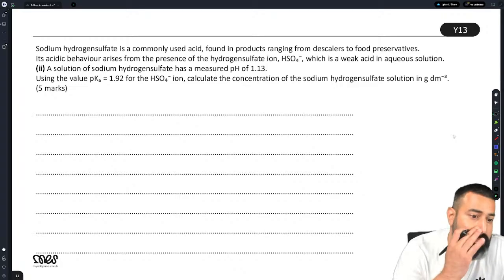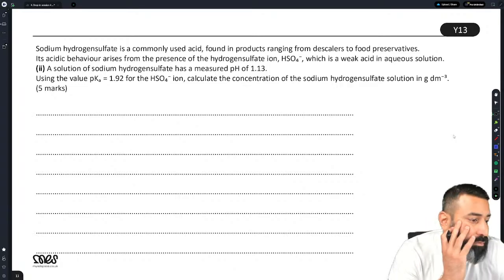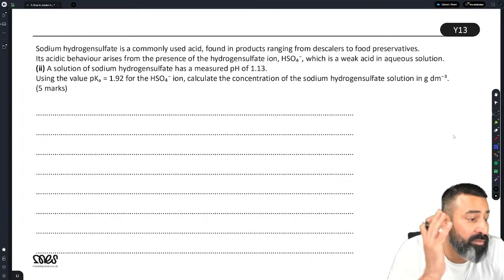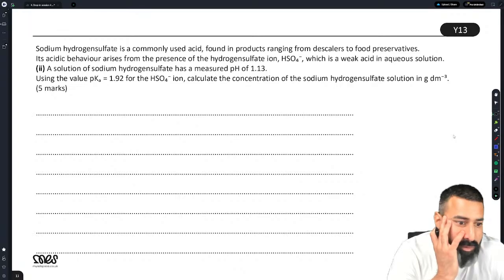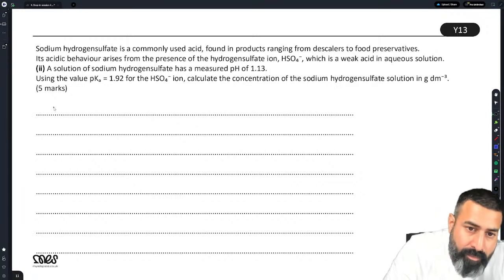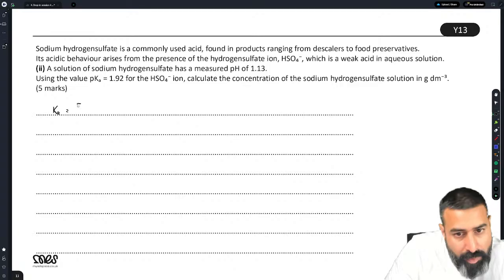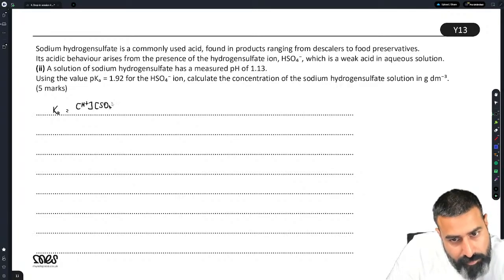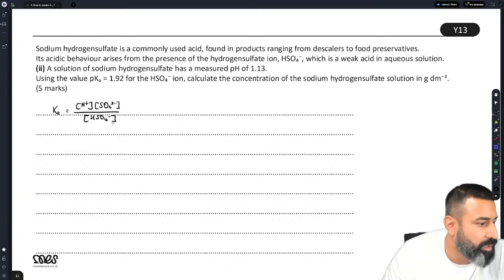So, where am I going to start? Before I even find Ka, what am I actually going to do? I'm going to write my expression for Ka. So my expression for Ka is this. Okay, so let's have a look.